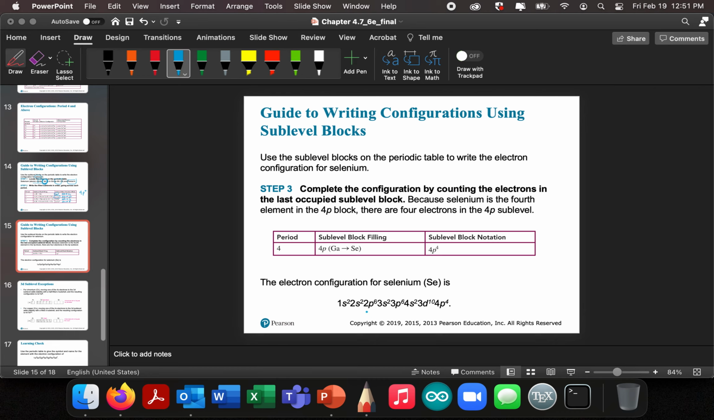The electronic configuration then is 1s2, 2s2, 2p6. There's 10 electrons. 3s2, 3p6, 4s2. There's 10 more, that's 20. There's 10 more, that's 30. 34. 34, and that was the atomic number for selenium.